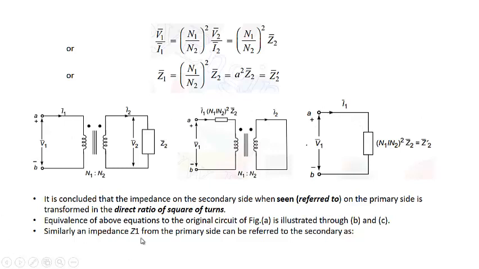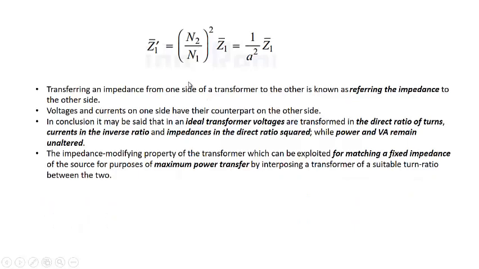Similarly, an impedance of Z1 from the primary side can be referred to the secondary side. In that case, Z1 dash will be equal to 1 by A square Z1. So that will be referred like this: Z1 dash is equal to N2 by N1 whole square Z1, that is 1 by A square Z1.